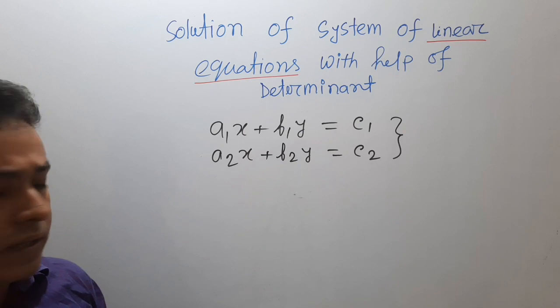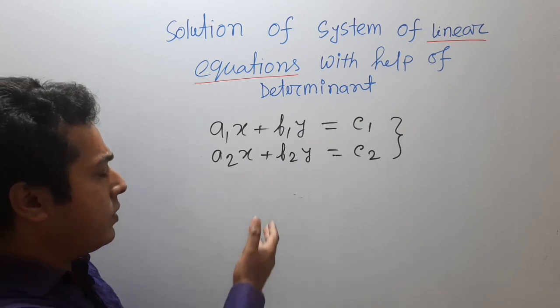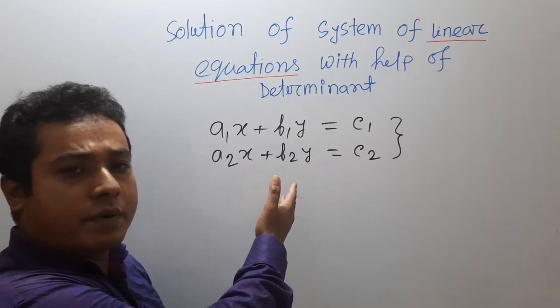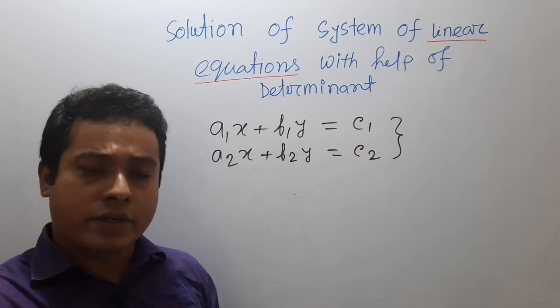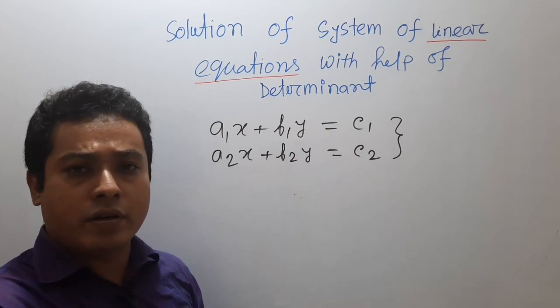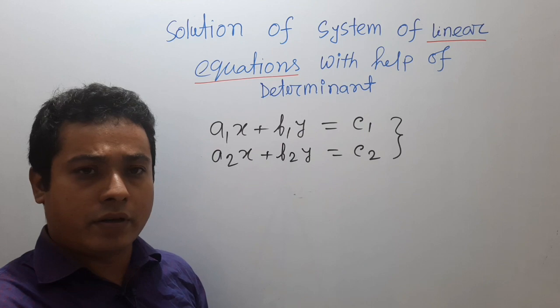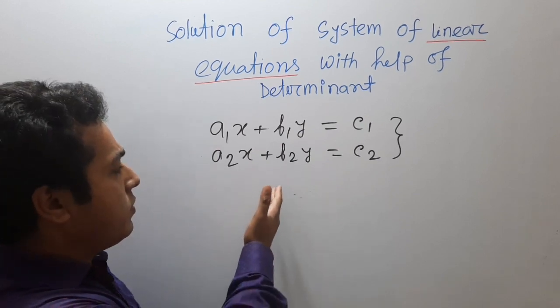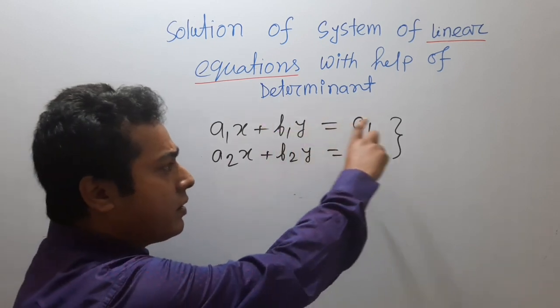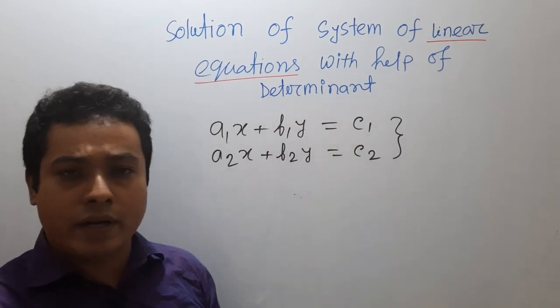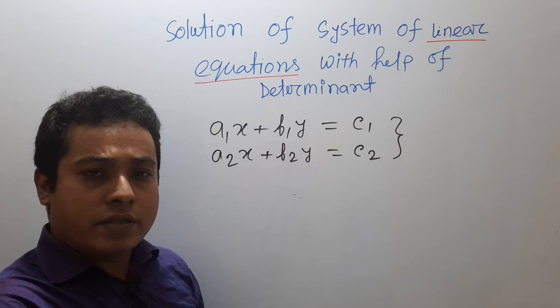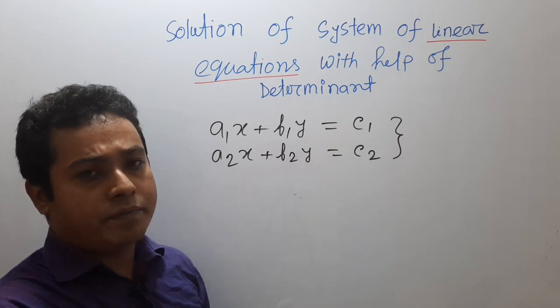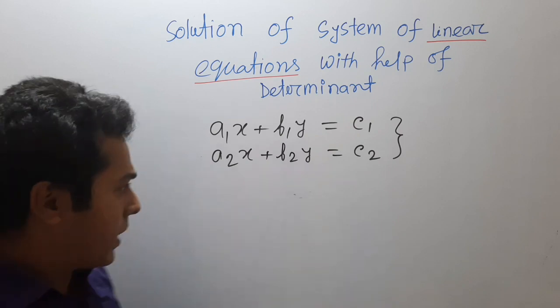And in previous classes we have already completed this type of solution by substitution method, elimination method, and cross multiplication method. But in this class you will know how you can solve this equation by determinant, and this law is called Cramer's rule.